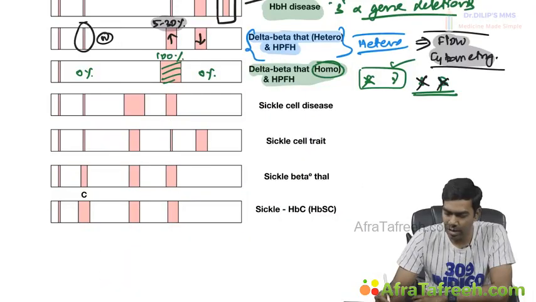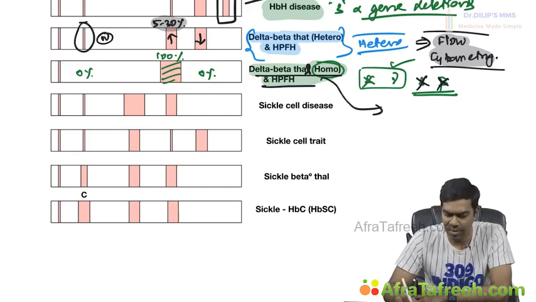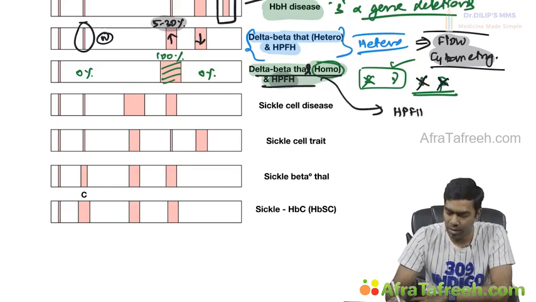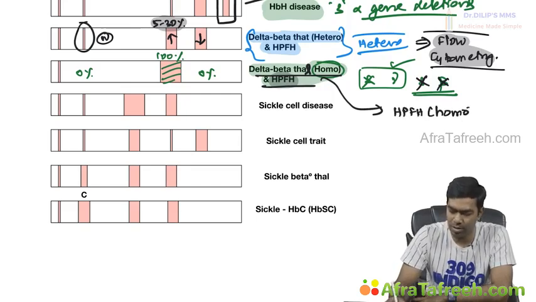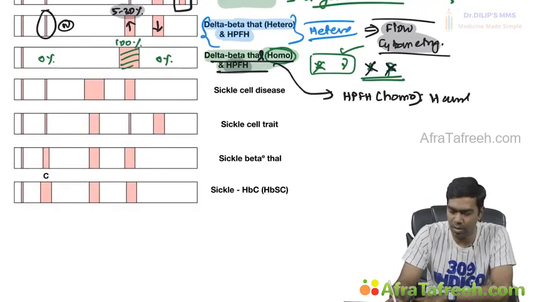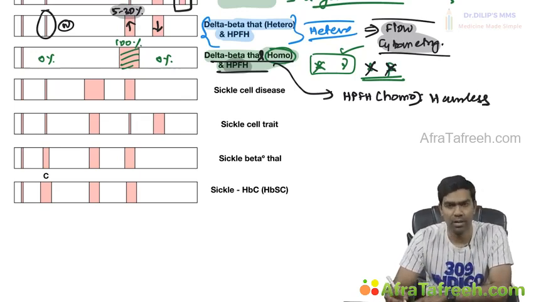We have discussed already in the thalassemia section, the last part, how you differentiate between homozygous delta beta thalassemia and homozygous HPFH. Typically speaking, homozygous hereditary persistence of fetal hemoglobin is very rare. But remember, if it's homozygous HPFH, they tend to be completely harmless. They won't have any clinical picture at all. They will be normal.